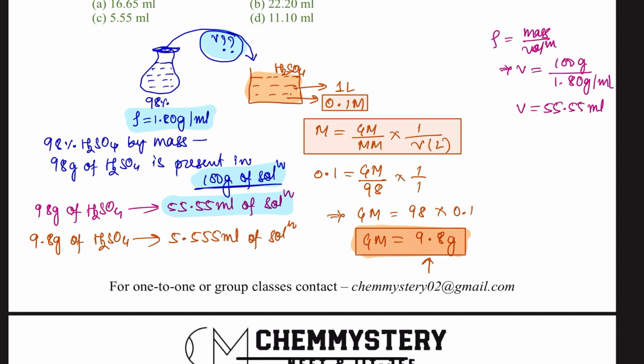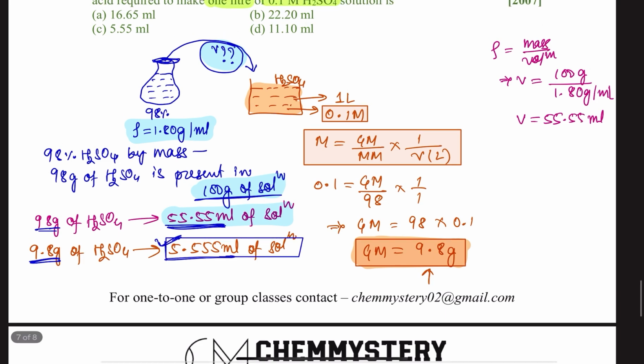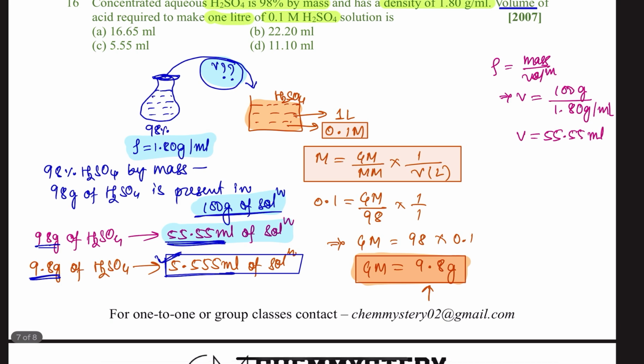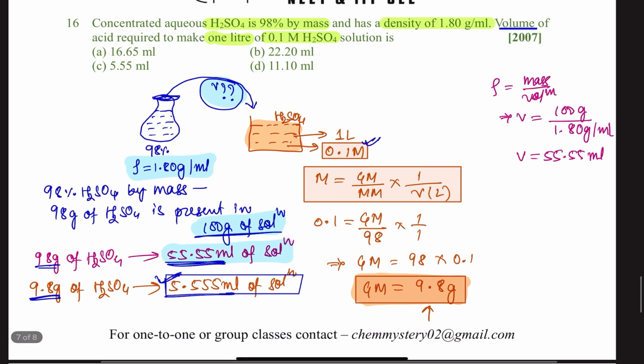Now you will tell how this is coming. This is 98, this will be the volume, and this is 9.8. So if I divide the volume by 10, how much do I get? 5.555 mL. So 5.555 mL of the solution I need to take out from our stock solution in order to prepare the H2SO4 solution that they are asking. So my answer is 5.555. The option will be C. Clear?